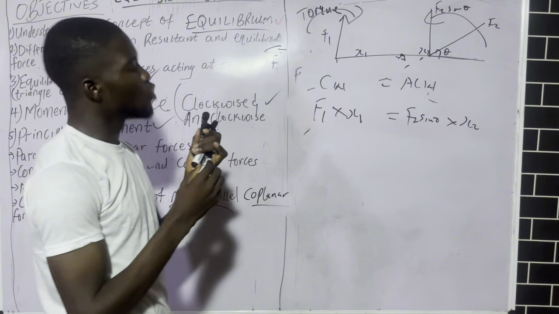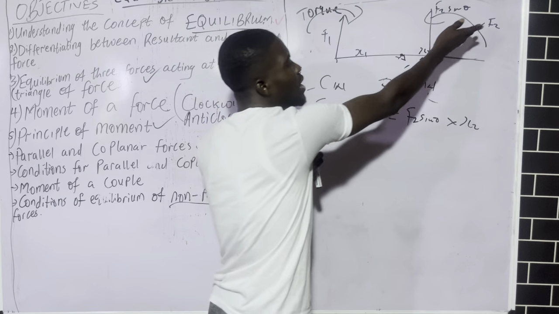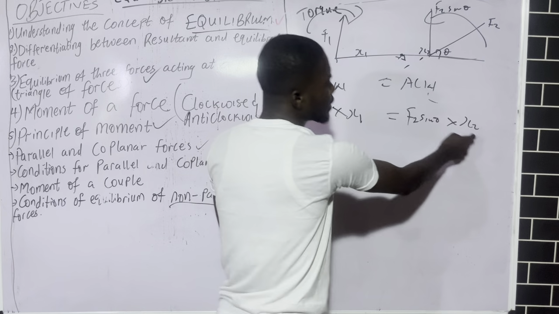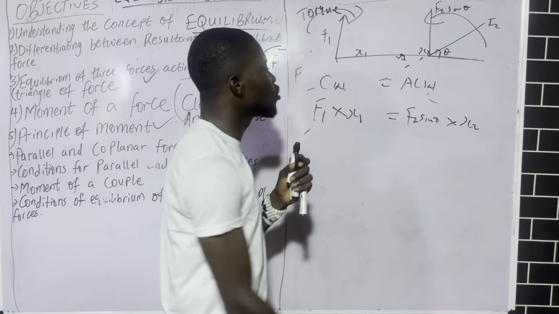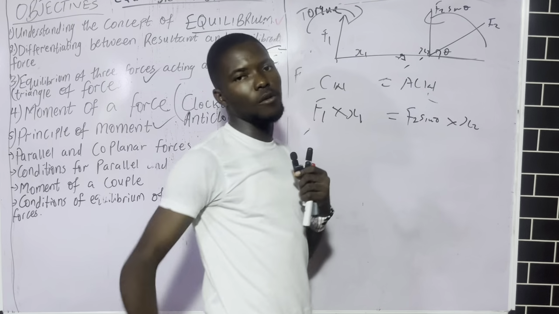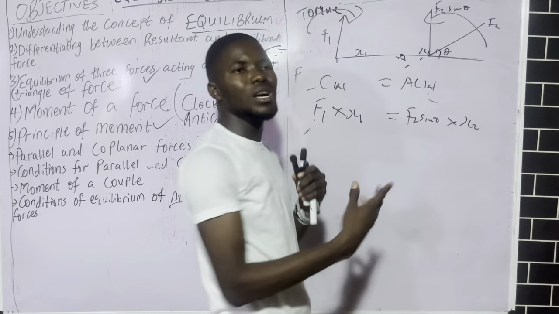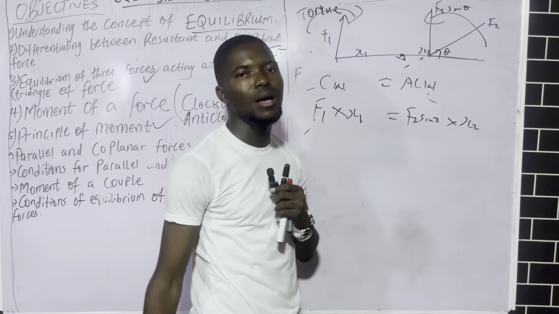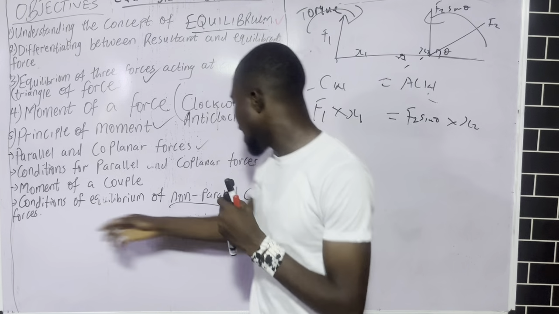This is how you now solve it. You're not using F2 now because F2 is just slanting. I hope you got what I'm saying. So here now, if they want me to find F2, I'll make F2 the subject of the formula. If they want me to find sine theta, I'll make sine theta the subject. So anything they want me to find, I'll be able to get it. So this is how you solve for non-parallel coplanar forces.